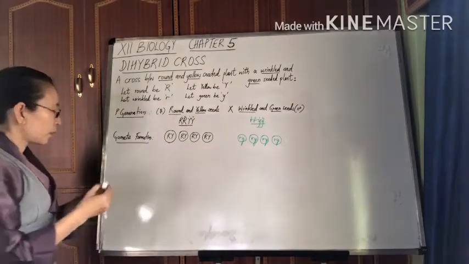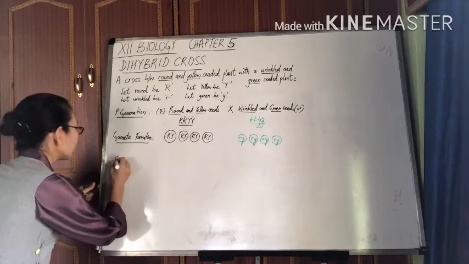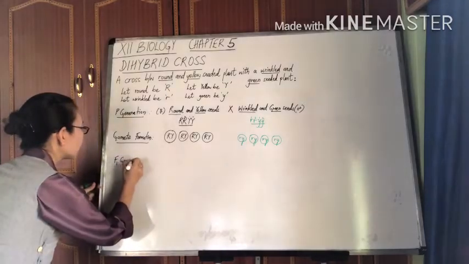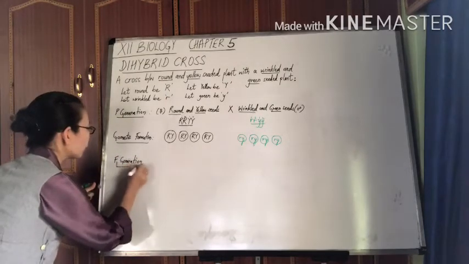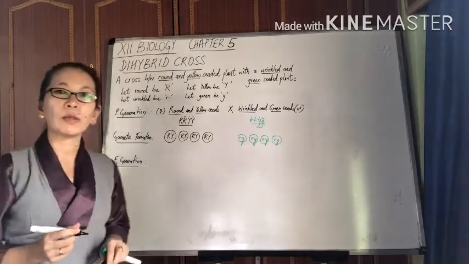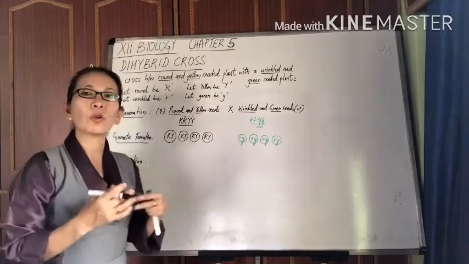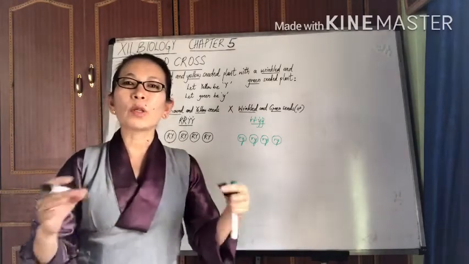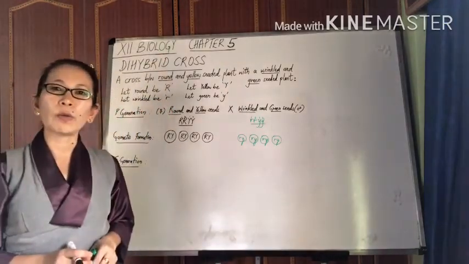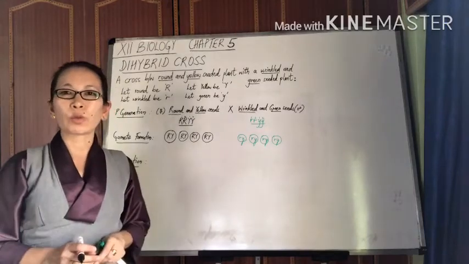Now we have to show the F1 generation, the first filial generation, and the first filial generation again has to be shown in terms of all the possible combinations of genotype, and for that Mendel used the Punnett square, right?